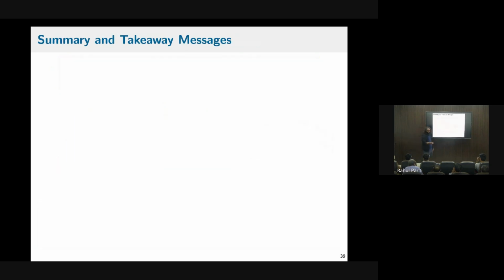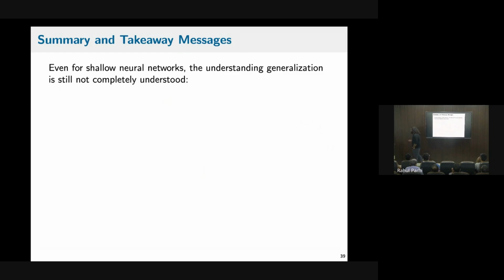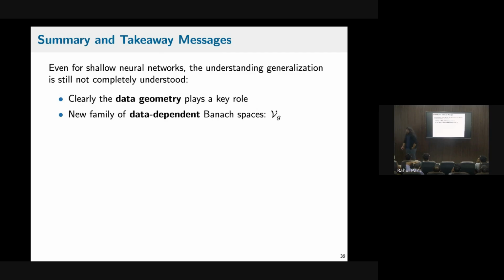So just to summarize, what we see is that even for shallow neural networks, the story of understanding generalization still isn't completely understood. So clearly, this is what we know now, that the data geometry is playing a role. And this idea of adaptation to intrinsic geometry does happen, both empirically and theoretically. But we still don't know everything. But we do now have a platform to at least study this phenomenon with this new family of data-dependent Banach spaces, VG. There are now, of course, many natural open problems you could consider.